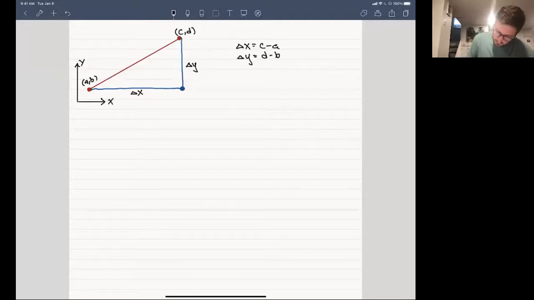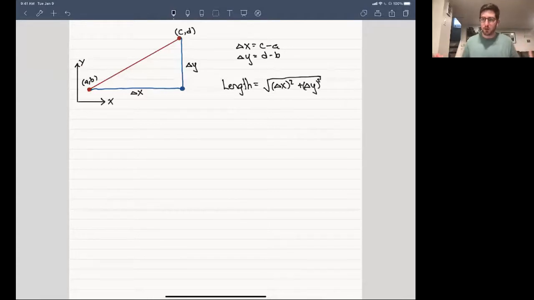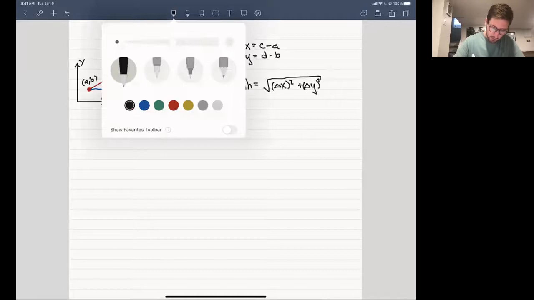But that tells me that the length, very simply, is equal to the square root of delta x squared plus delta y squared, right? So I'm probably telling you something that you already know. I don't think you should be that impressed by this. But let me offer up a different question.